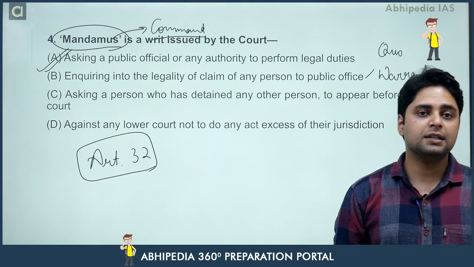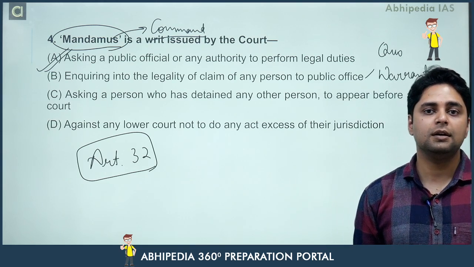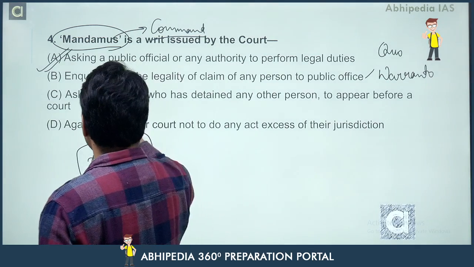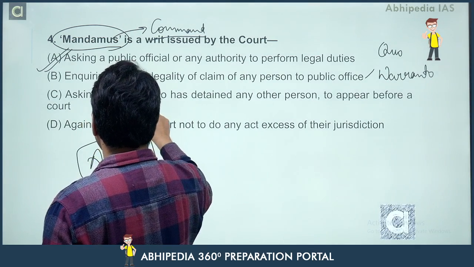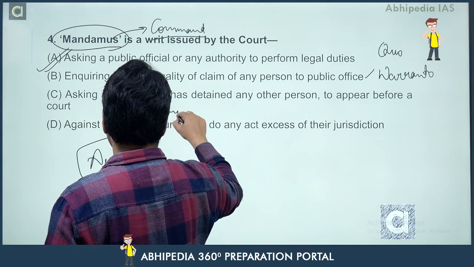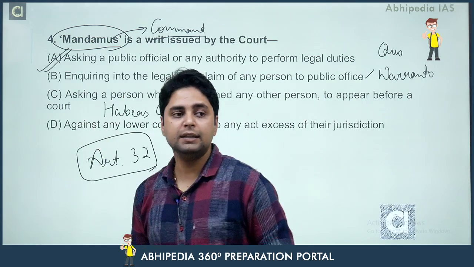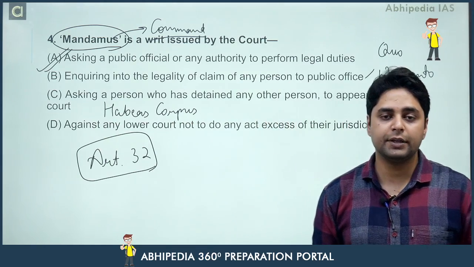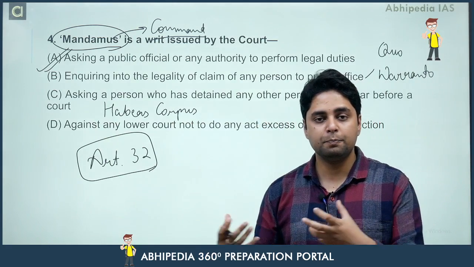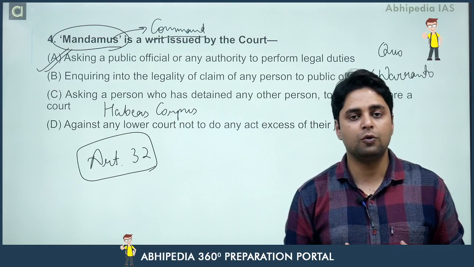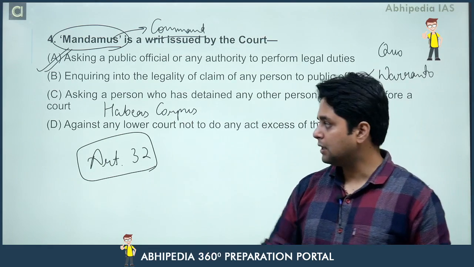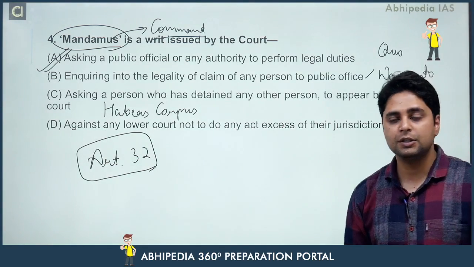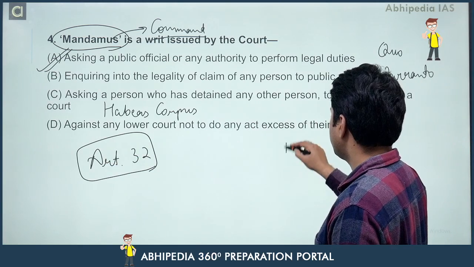Statement C, asking a person who has detained any other person to appear before a court. This is the writ of habeas corpus, the most important writ under Article 32. Habeas corpus means to bring the body. That means when a person is illegally detained, the court can issue this writ to the authorities and ask them to produce that detained person before the court. This is the writ of habeas corpus. And fourth, against any lower court not to do any excess of their jurisdiction. This is the writ of prohibition.